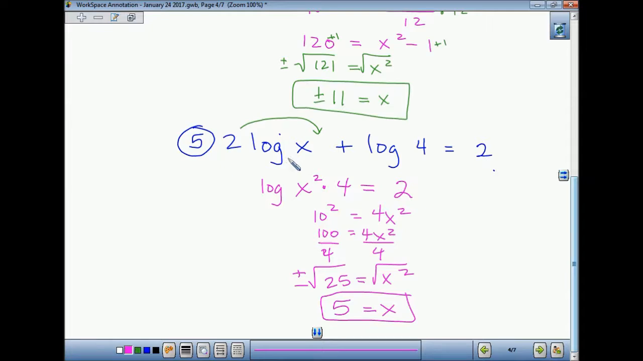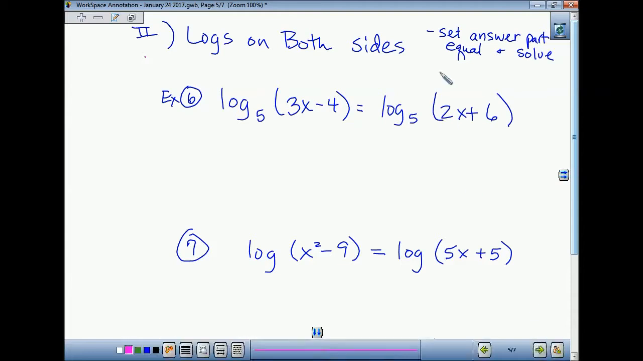Okay, so all of those logs on one side: condense, switch forms, solve. Logs on both sides: you have to set the answer parts equal to each other and solve. So logs on both sides are actually much easier. But we do have to be aware of whether they have the same base. This only works if they have the same base. So whenever we have logs on both sides, you just set that answer part equal to each other and solve.